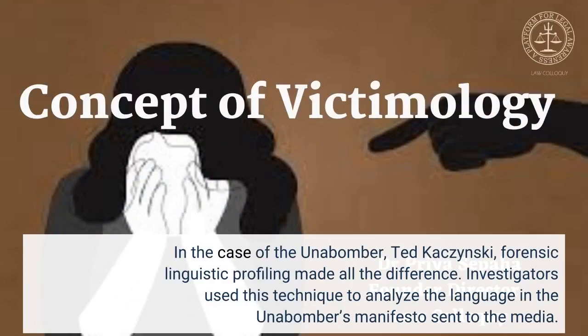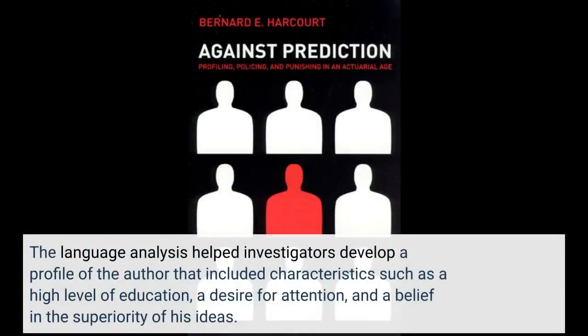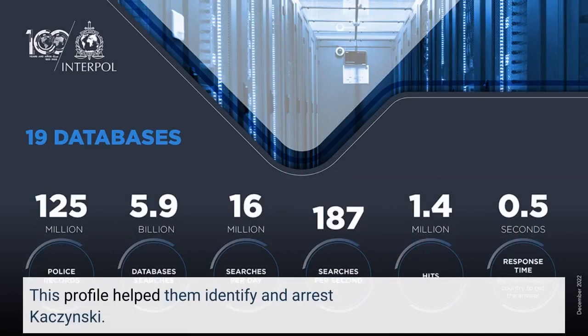In the case of the Unabomber, Ted Kaczynski, forensic linguistic profiling made all the difference. Investigators used this technique to analyze the language in the Unabomber's manifesto sent to the media. The language analysis helped investigators develop a profile of the author that included characteristics such as a high level of education, a desire for attention, and a belief in the superiority of his ideas. This profile helped them identify and arrest Kaczynski.